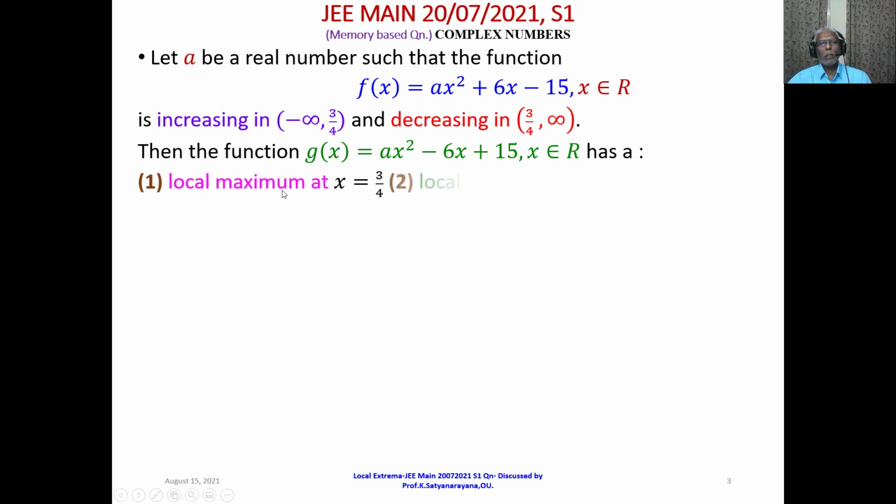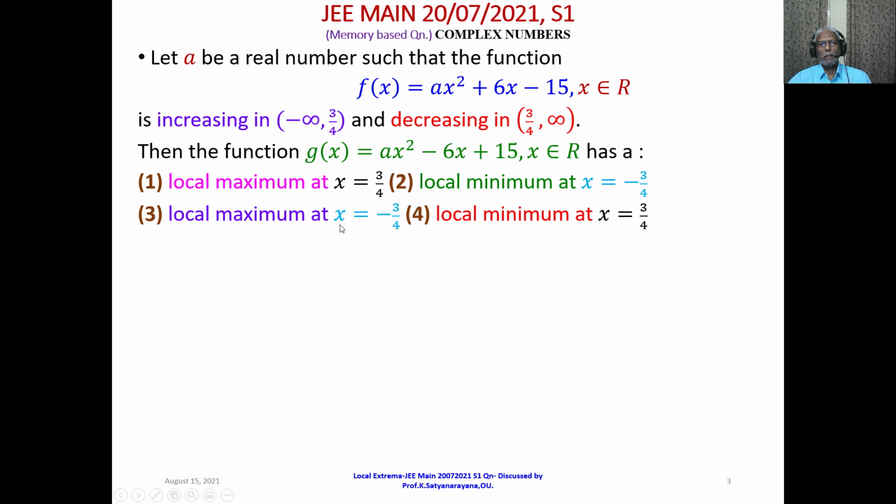1. Local maximum at x is equal to 3 by 4. 2. Local minimum at x is equal to minus 3 by 4. 3. Local maximum at x is equal to minus 3 by 4. Fourth option, local minimum at x is equal to 3 by 4.